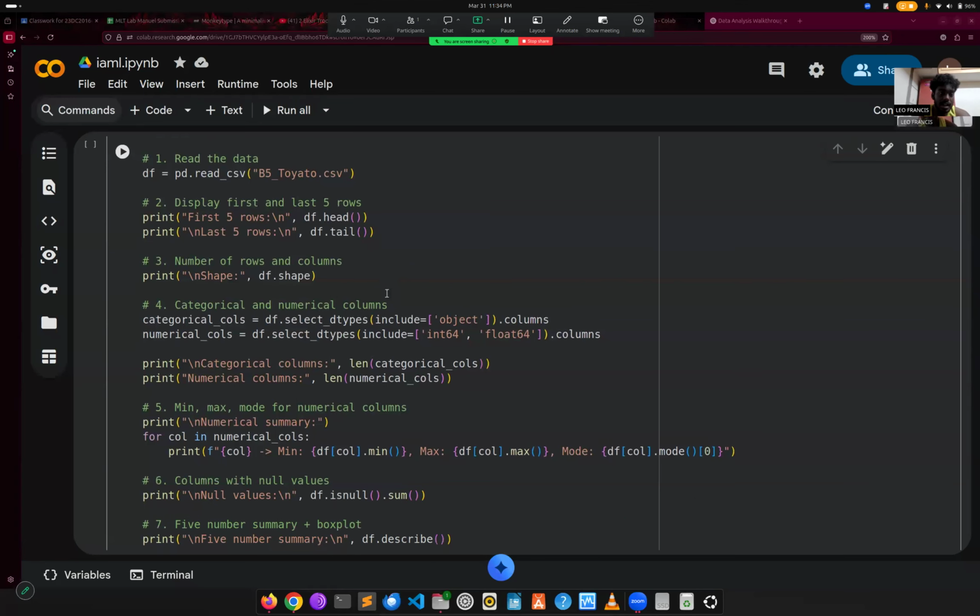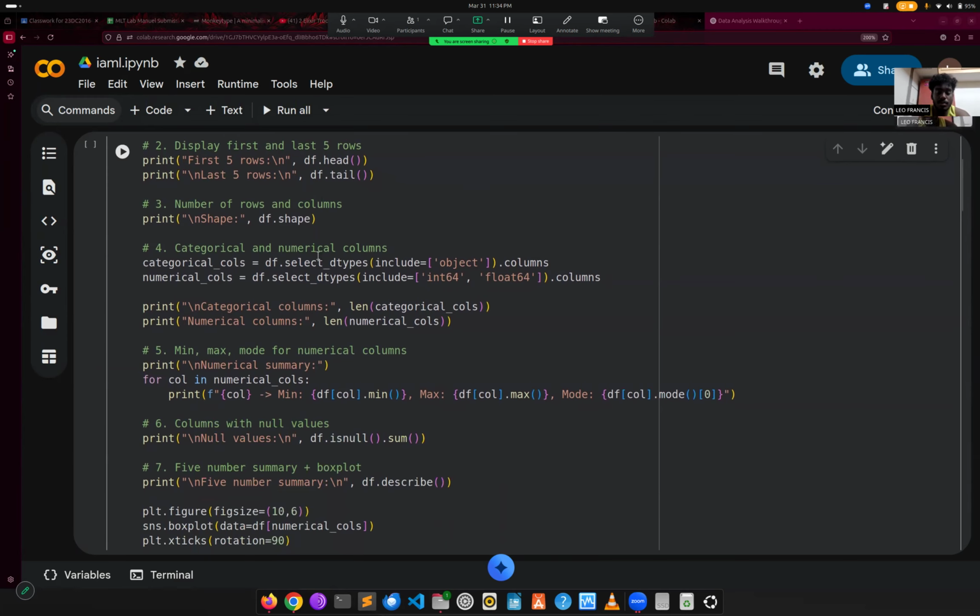So first, I'm reading the data by importing a CSV file, and second, I display the first and last 5 rows of the data set, and in the third, I check the shape of the data set to know how many records are present or how many features are available.